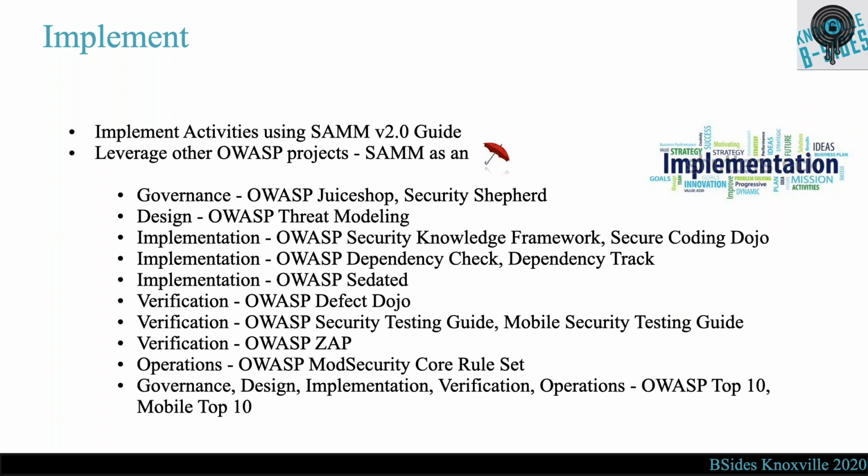Leverage other SAMM projects. SAMM aspires to be an umbrella project of all OWASP projects. What it means is that an OWASP project can map back to one of the SAMM business functions and security practices. So we want to have this mapping done as part of future directions. Here are some example OWASP projects and how they map back to various SAMM business functions and security practices. As you can see, some OWASP projects, such as OWASP Top 10, can map to multiple SAMM business functions and not just one.